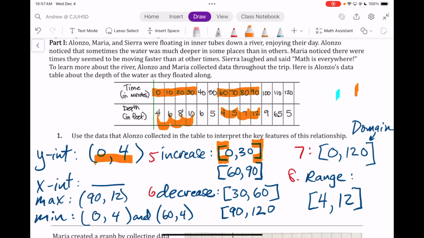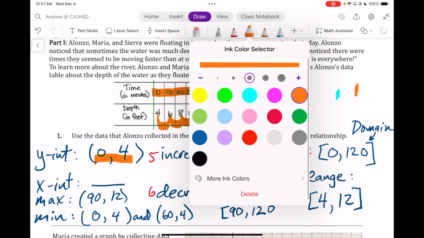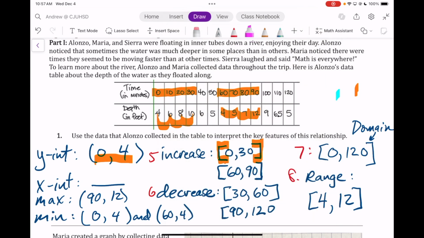The intervals of decrease are all the ones in between that. So starting at 10 and going down to 5, from 30 to 50 is an interval of decrease. That's here. And from 12 down to 5, so from 90 to 120 is an interval of decrease. You know, I forgot to close the bracket on that.